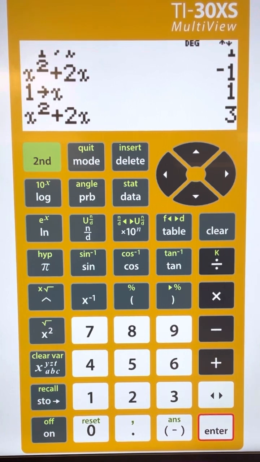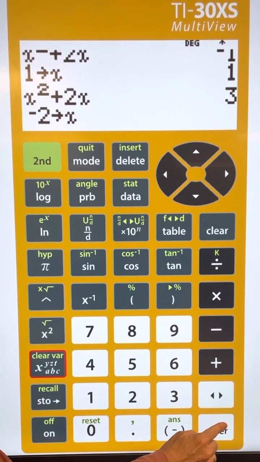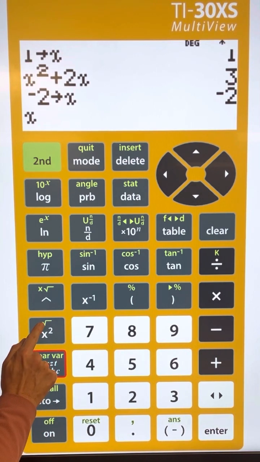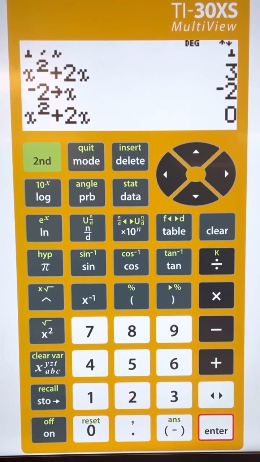By saying -2 store X, enter, and then type in the denominator only, X squared plus 2X. And as you see, that equals 0, which would make that answer choice undefined if X had the value of -2 in this equation.